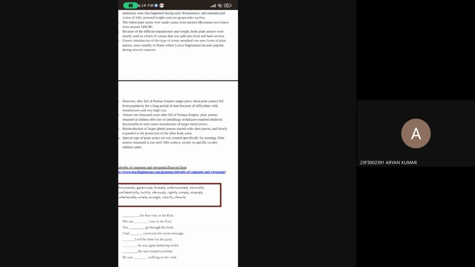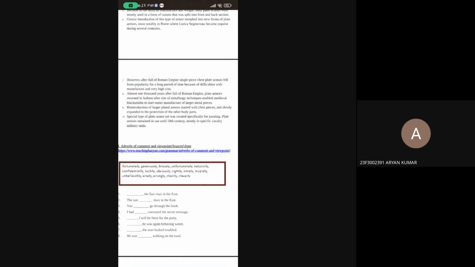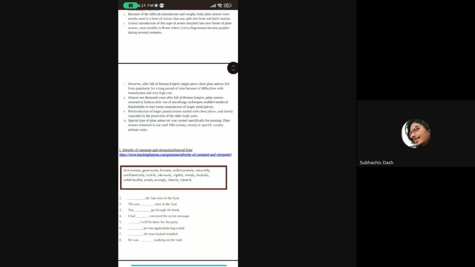Seventh one: However, after fall of Roman Empire, single-piece chest plate armors fell from popularity for a long period of time because of difficulties with manufacture and very high cost. First line, no adverb. Would however be considered an adverb here, ma'am? Yes, however would definitely be considered an adverb here.